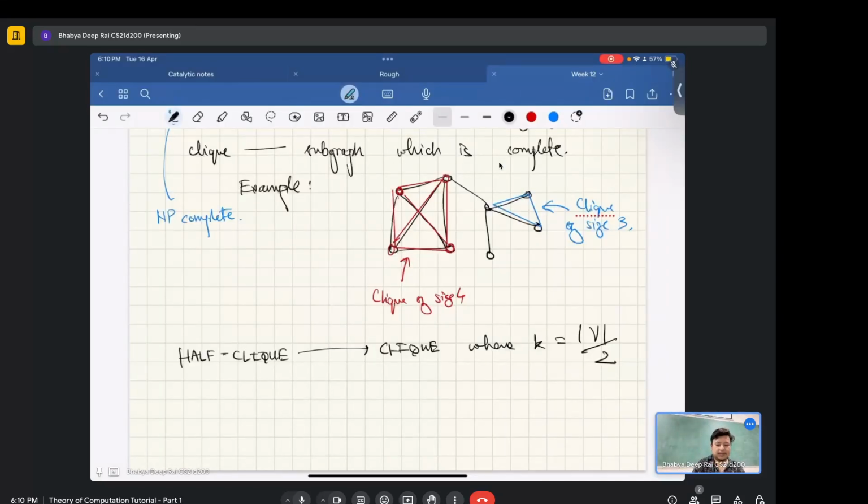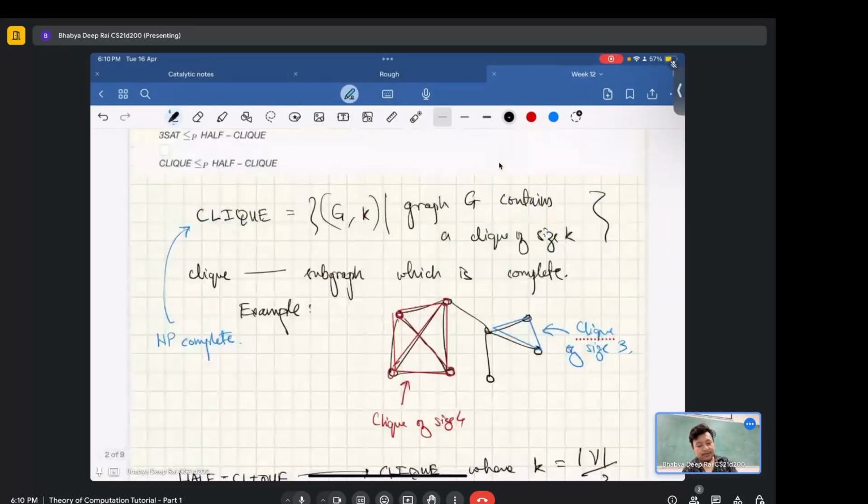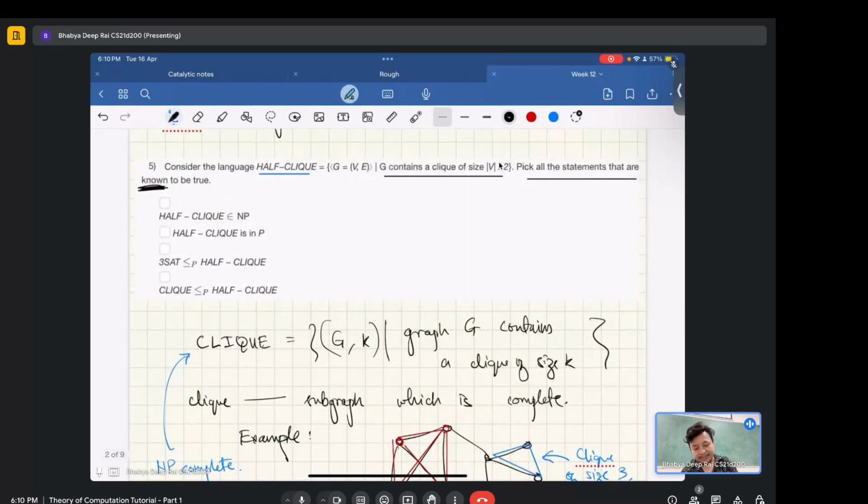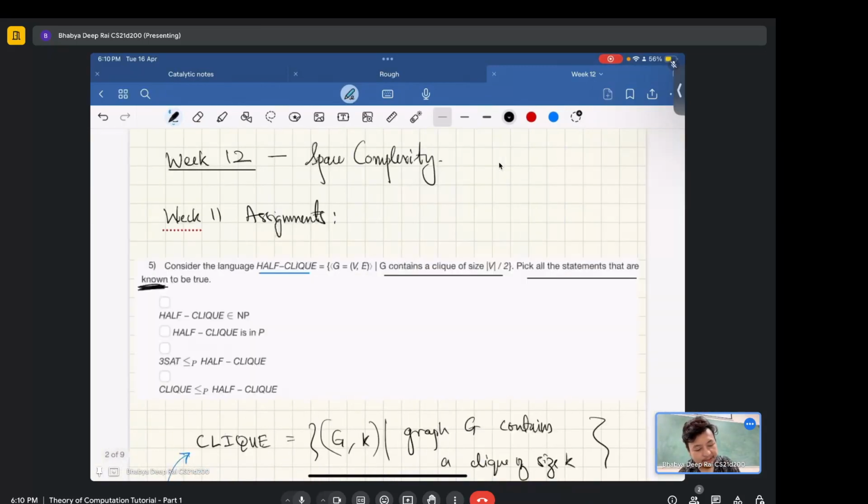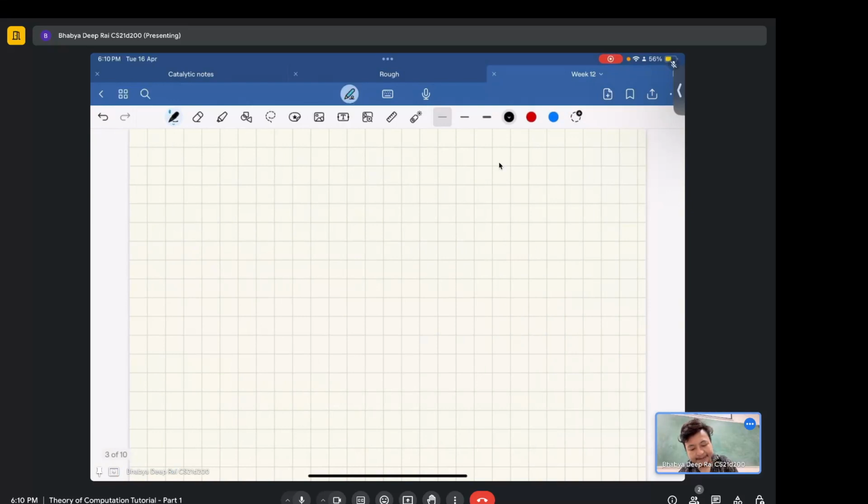That's all. Okay. Now the problem says, first let's see, is half click in NP? That is what they are saying. Is half click in NP? This is the first question. And the answer is yes. So let's try to answer that.